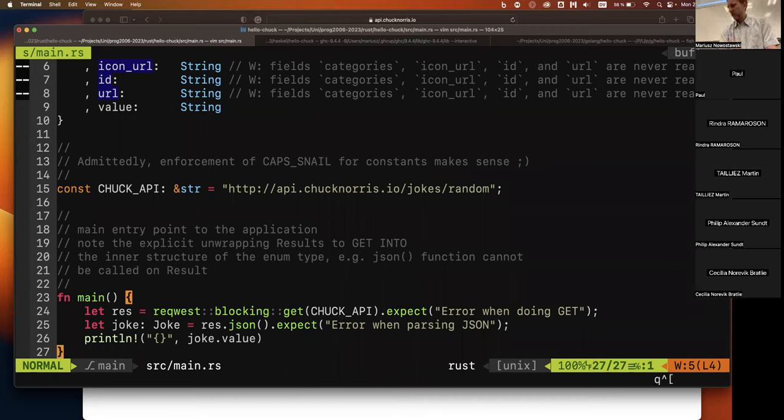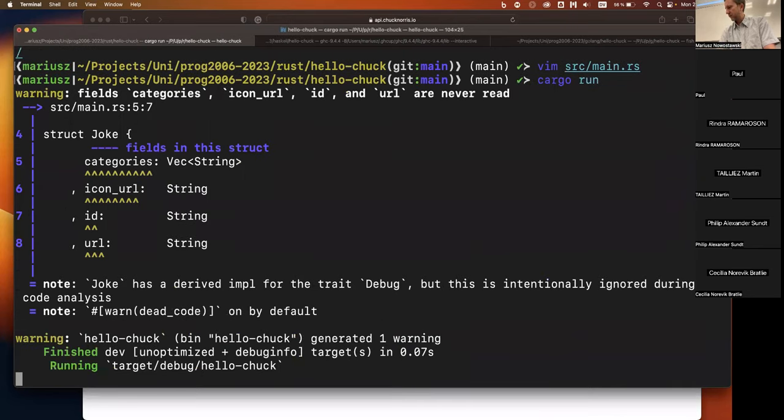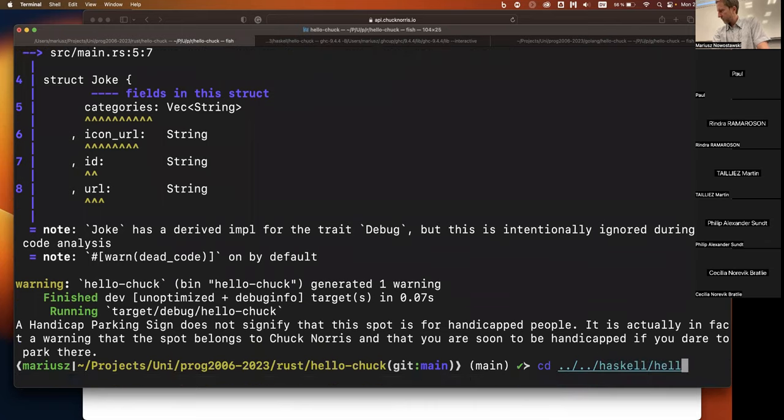All right, so that was kind of a longish Chuck jokes discussion, and you can play with them. So all of them kind of compile and work and print you Chuck Norris jokes. Okay, so then let's have a look into the hello world in Haskell. Let's go back to Haskell, Haskell hello world.